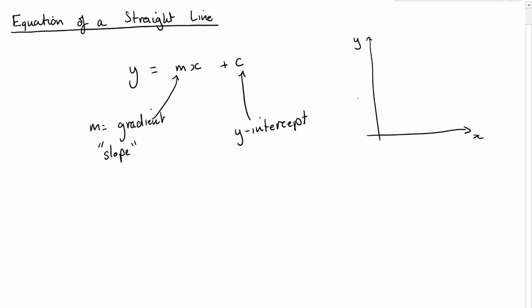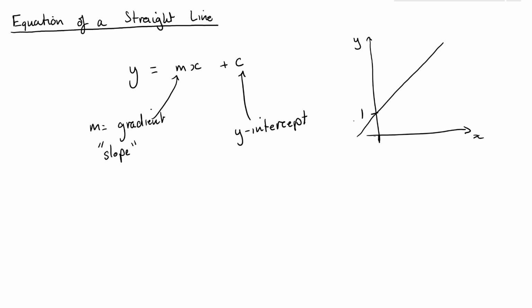Okay, so for example, if I were to draw a straight line that went through the point here that was 1, my c, I would just have plus 1 at the end of my equation. Okay, so let's take a look at a few examples.